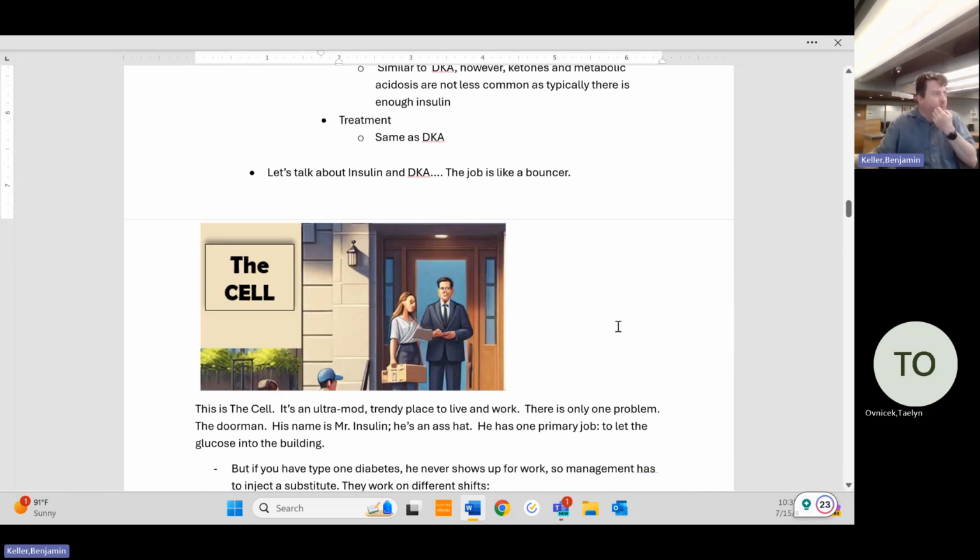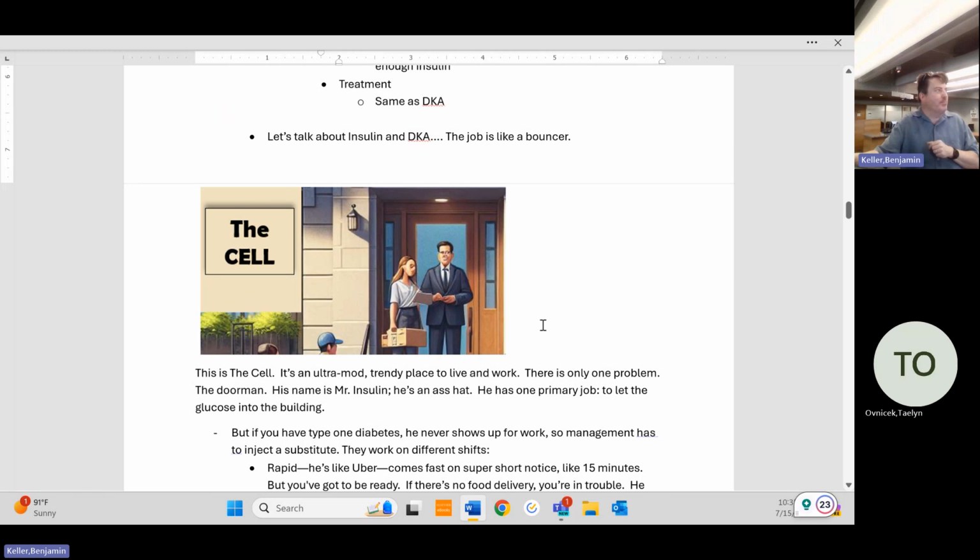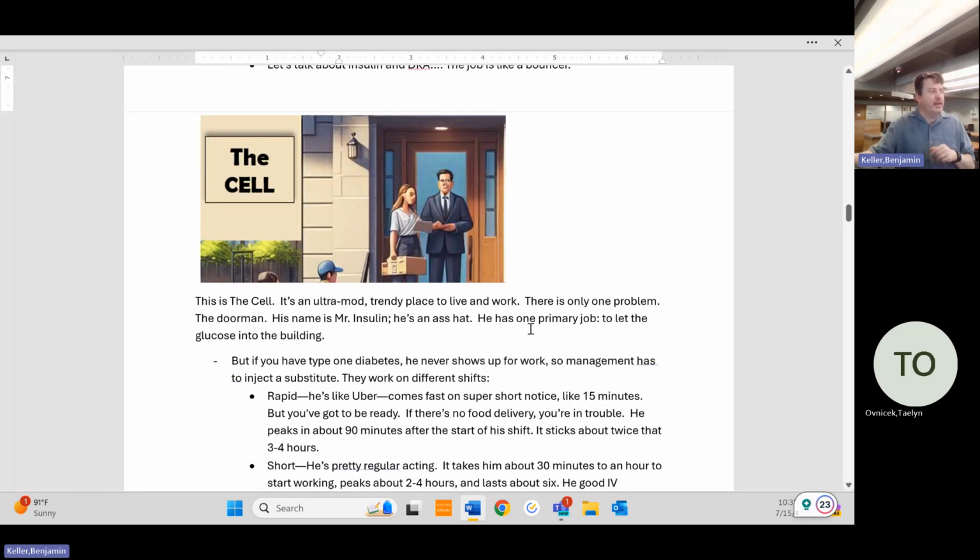And so, utilizing a little bit of AI, I'm like, I need a picture of a bouncer outside of an apartment complex. And so I'm calling this apartment complex the cell. It's an ultra mod, trendy place to live and work, but there's only one problem, and that's the doorman. And his name is Mr. Insulin, and he's kind of an asshat. He's got one primary job: to let glucose into the building.